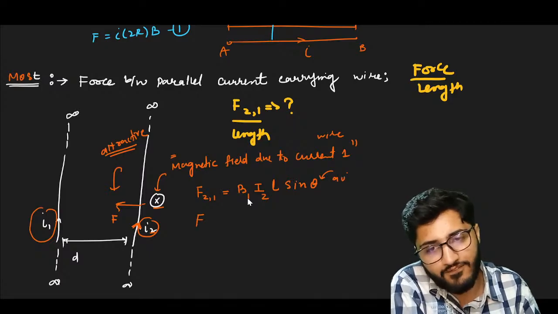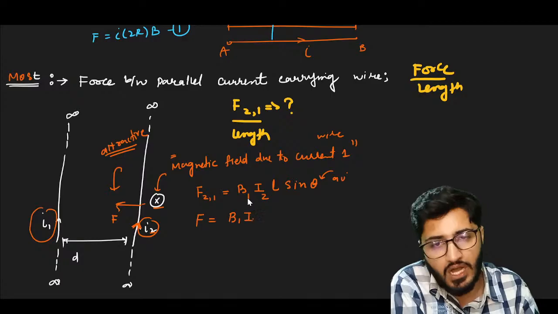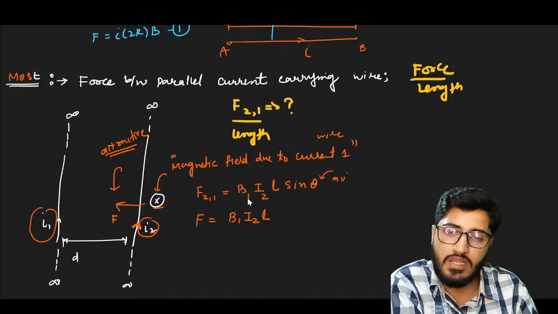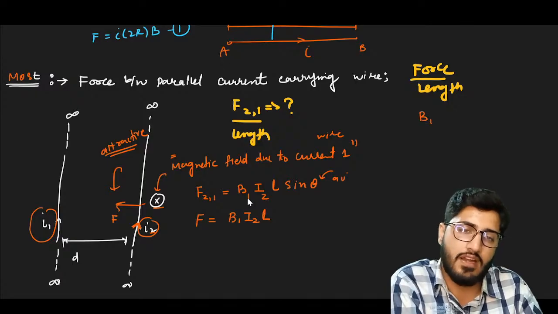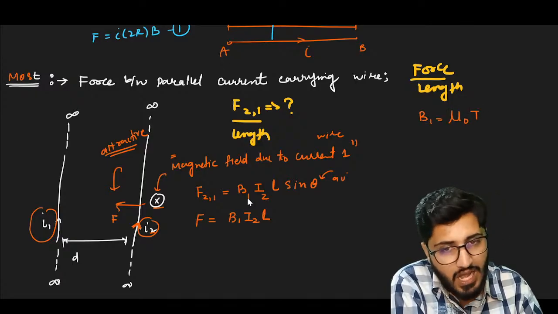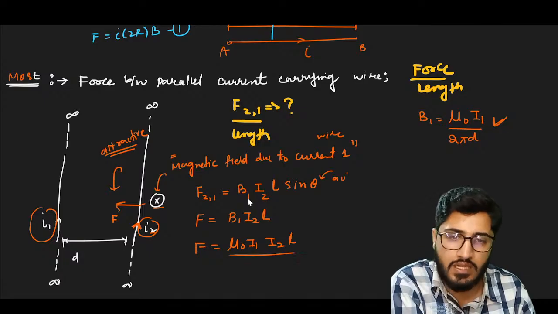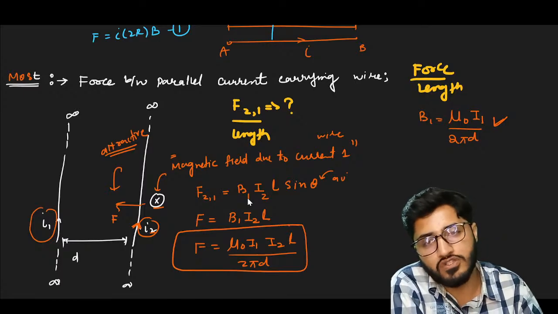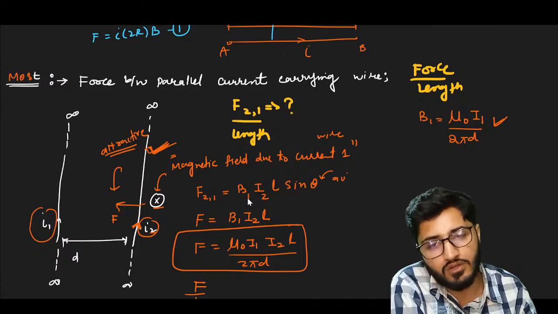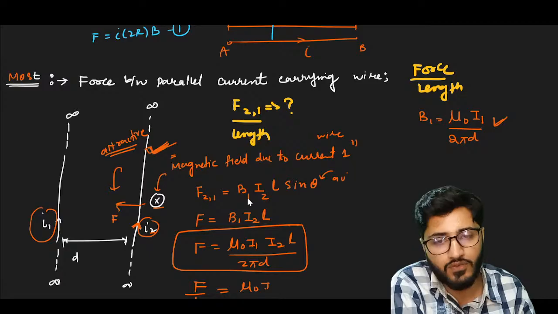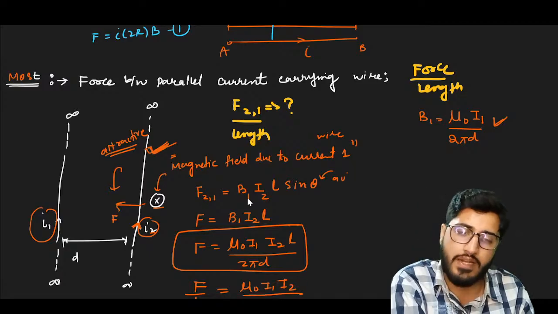So can I write now F came out to be B1 I2 L? What is B1? Is it the magnetic field? Is it mu naught I1 divided by 2 pi d? Yes, sir, 2 pi d. F equals mu naught I1 I2 L divided by 2 pi d. This particular equation means force on the whole wire. But I want per unit length, so I will divide by L. So it came out to be mu naught I1 I2 divided by 2 pi d.